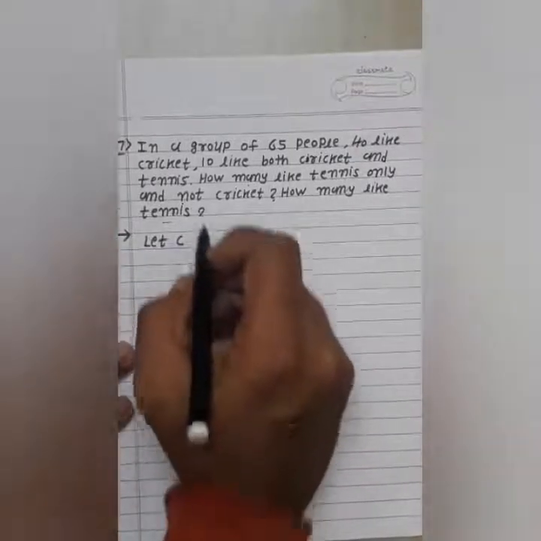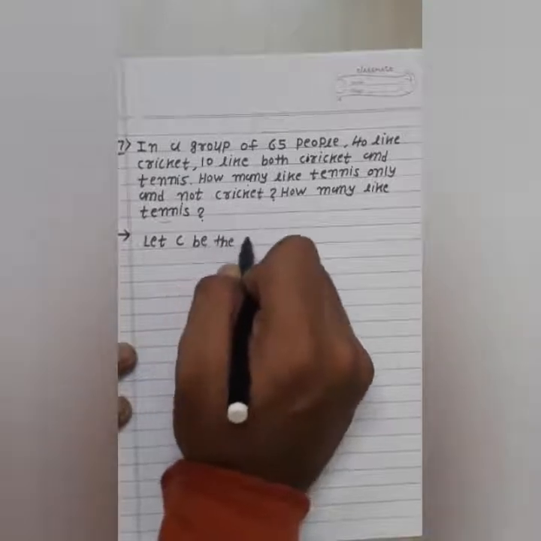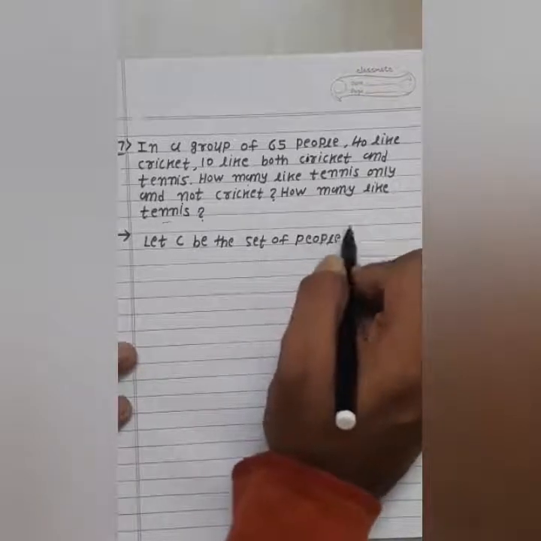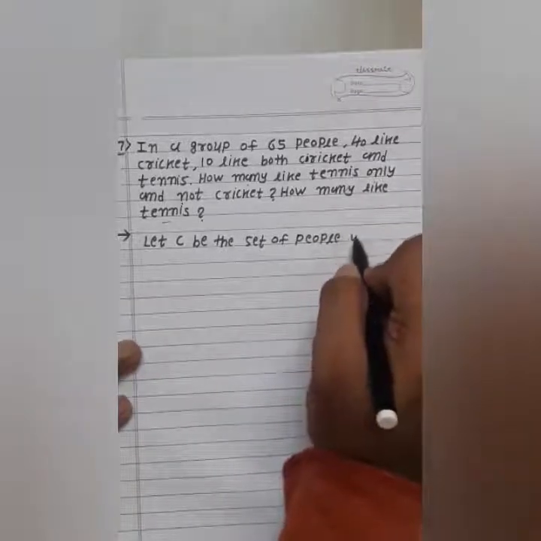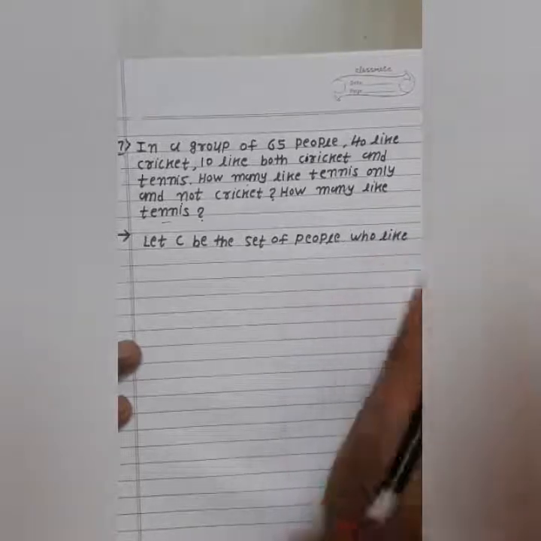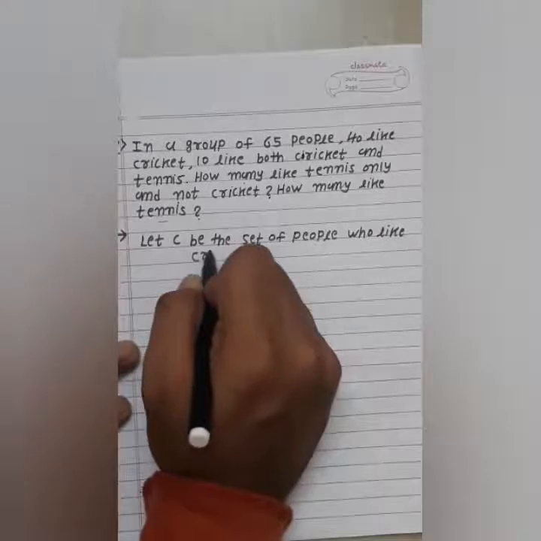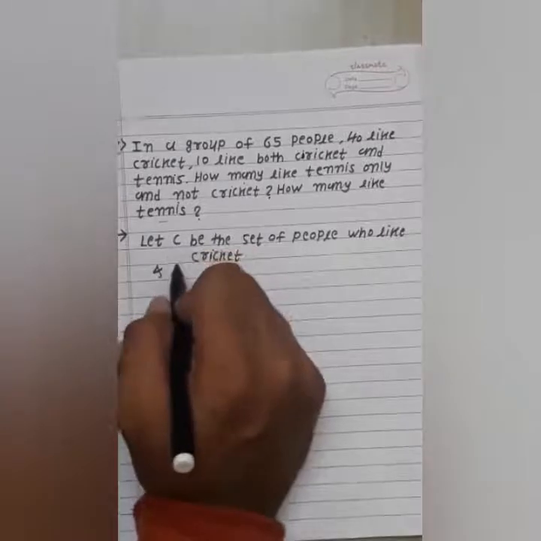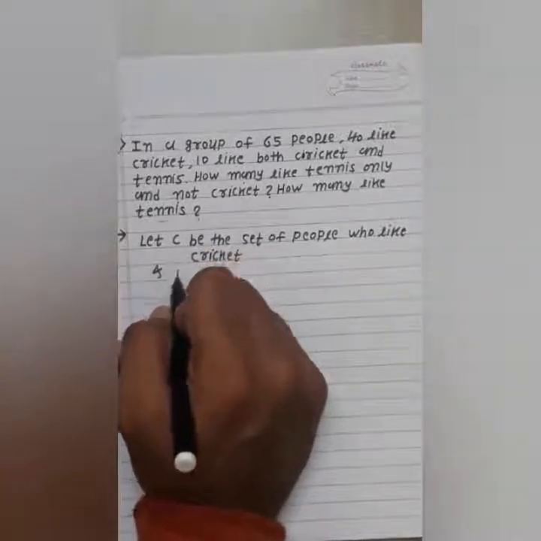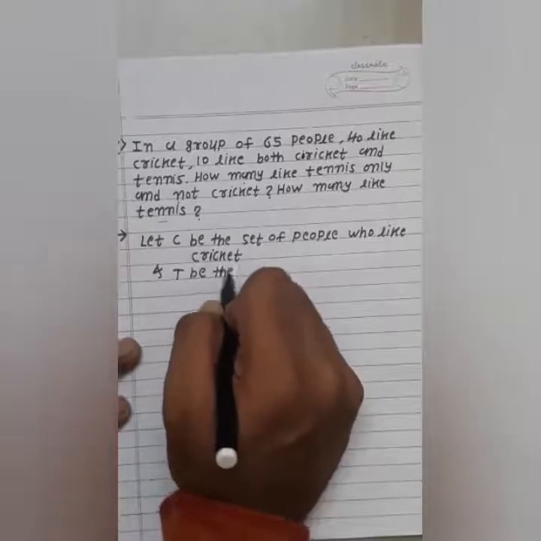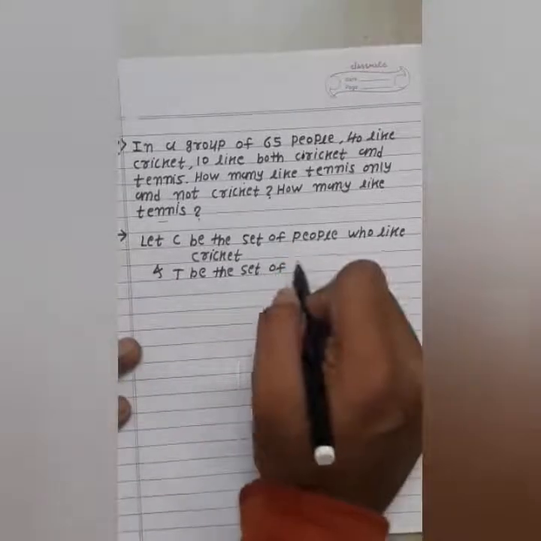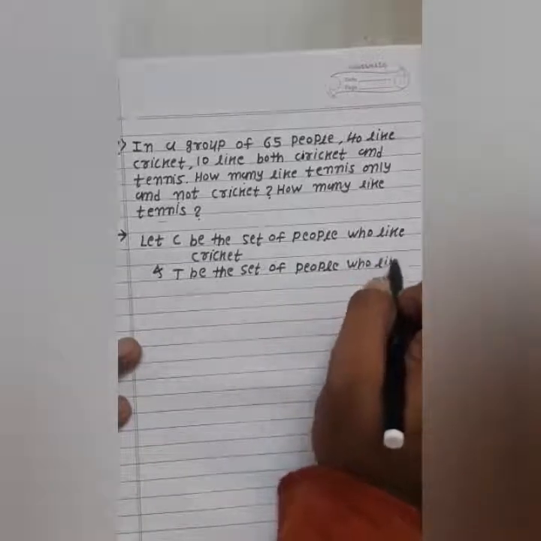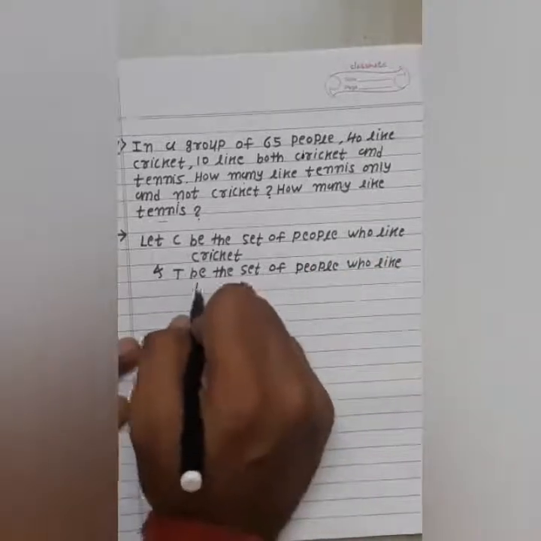C be the set of people who like cricket, and T be the set of people who like tennis.